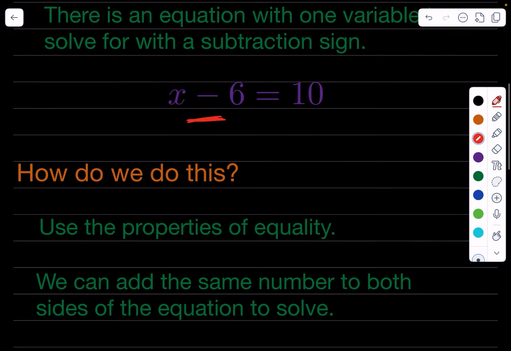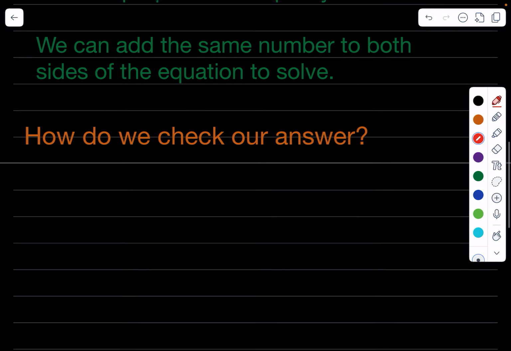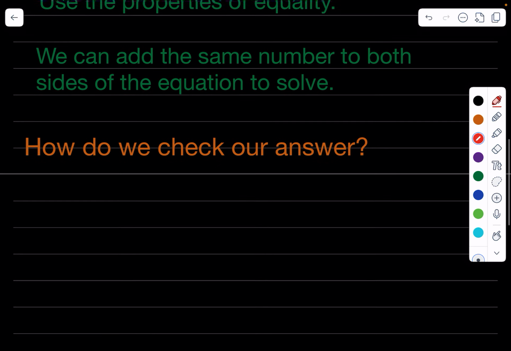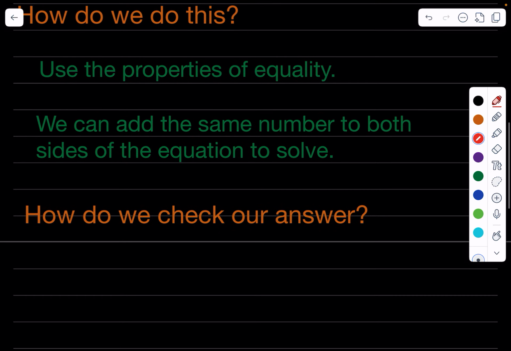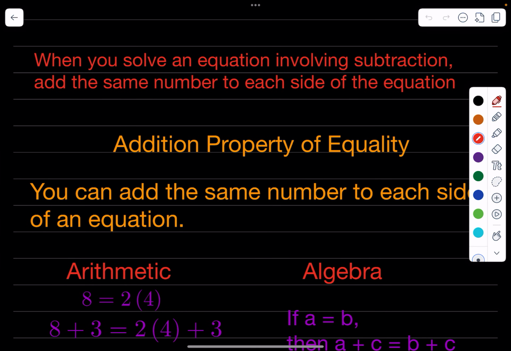How do we do this? We use the properties of equality similar to what we did with subtraction. We can add the same number to both sides of the equation to solve. How do we check our answer? We're going to plug in values and see if the two sides remained equal. So, let's take a look.